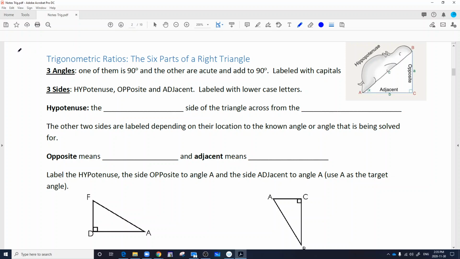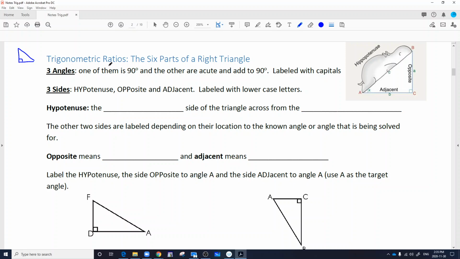So, furthering our discussion on right triangles, so far the only thing we know how to do is solve for an unknown side when you know two other sides. Sometimes you're going to want to solve for a side when you don't know two other sides, or sometimes you want to solve for an angle.